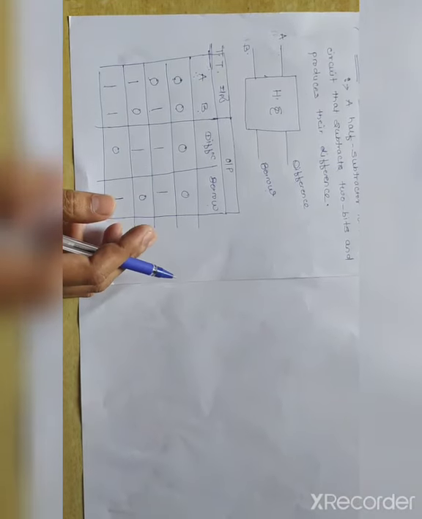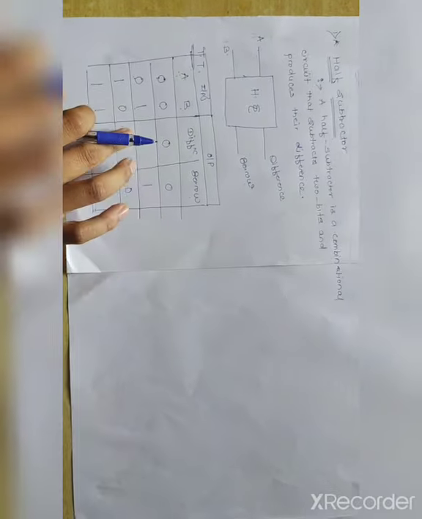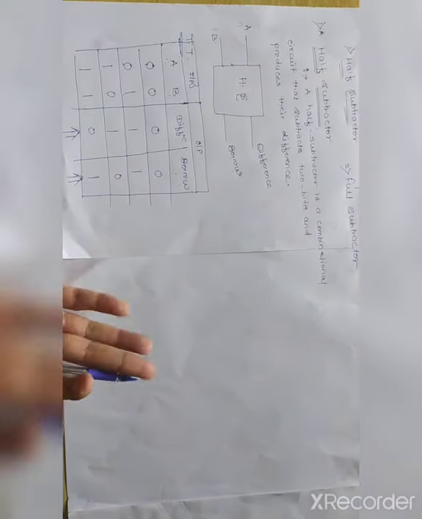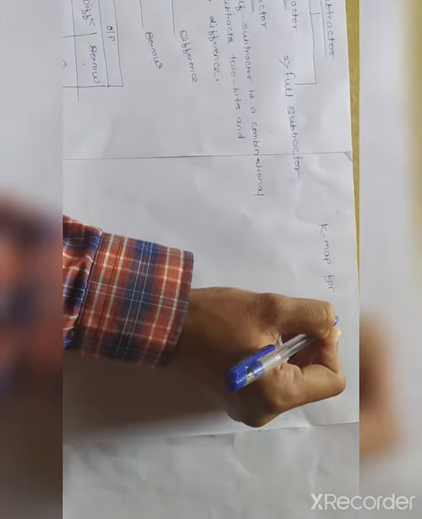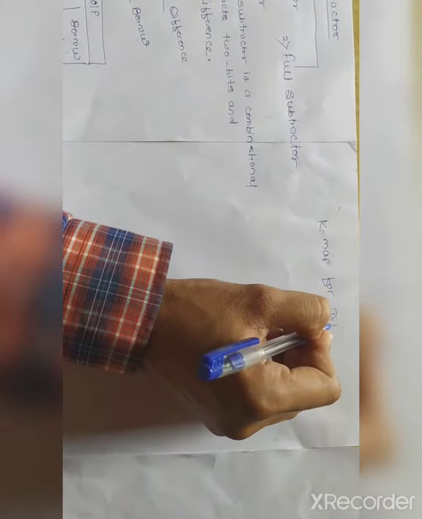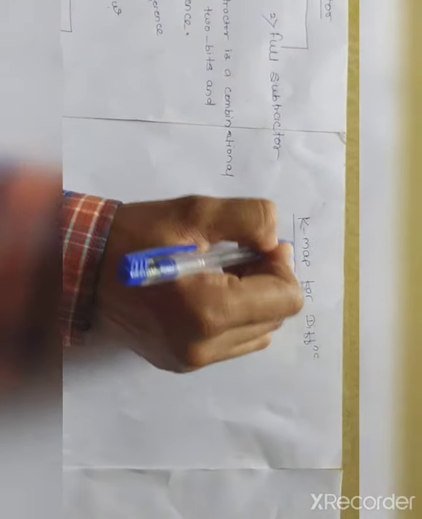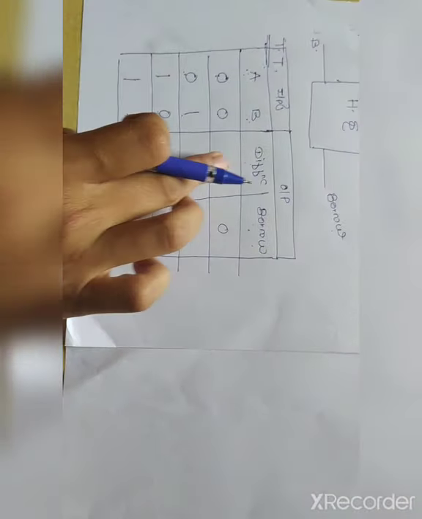Now the Boolean expressions for the outputs of the half subtractor can be determined simply by using a KMap. You have the difference and borrow, these two are my outputs. So you have to draw the KMap for difference, and then next for the borrow. Now the KMap for difference. Consider only the difference column.